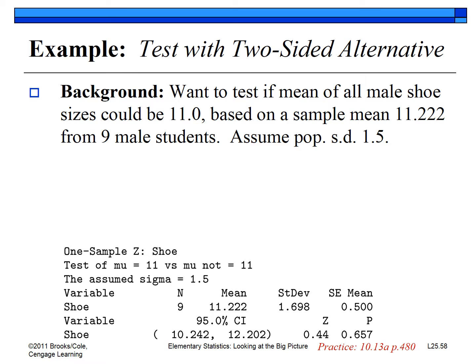Now, let's say we want to test, again, if the mean of all male shoe sizes could be 11, based on that sample mean of 11.22 with 9 male students.